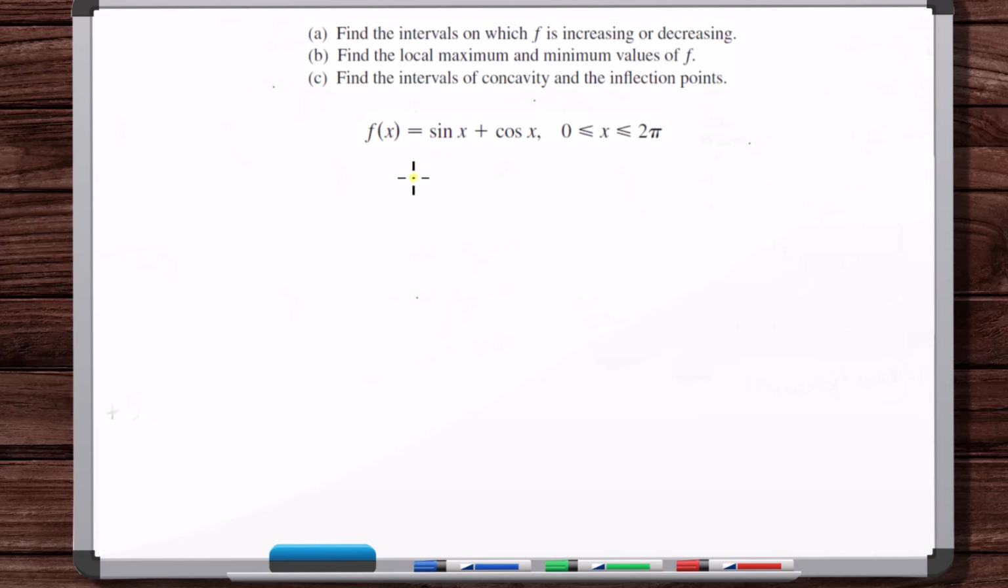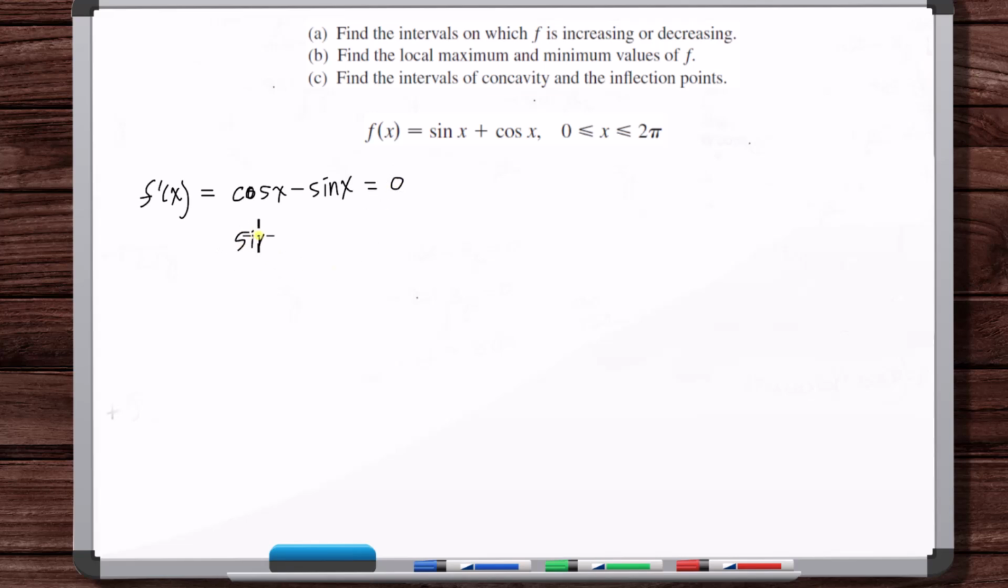Okay, same question. What intervals is the function increasing or decreasing? Let's find the critical numbers. Okay, f prime is cosine of x minus sine of x. And we're only analyzing it from 0 to 2 pi. Is there anywhere where the first derivative doesn't exist? No. What about if we set this equal to 0?